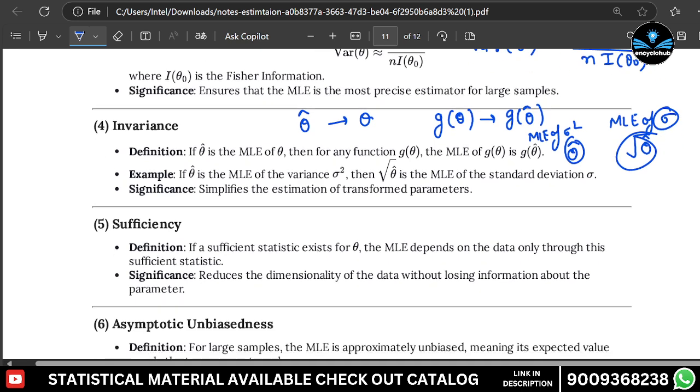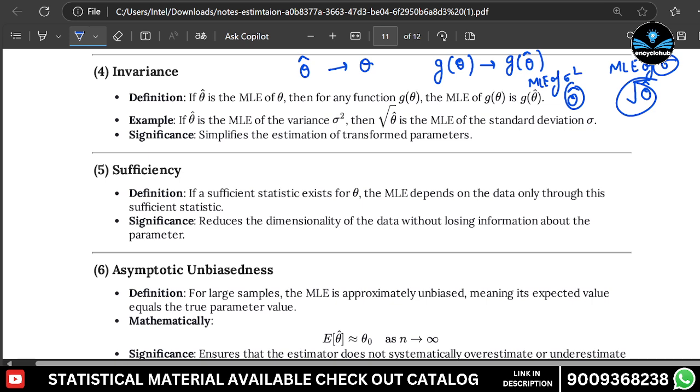Now sufficiency: if a sufficient statistic exists for theta, the MLE depends on the data only through this sufficient statistic.